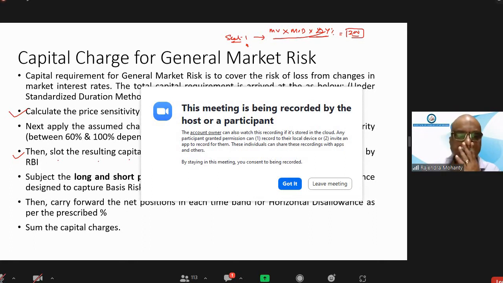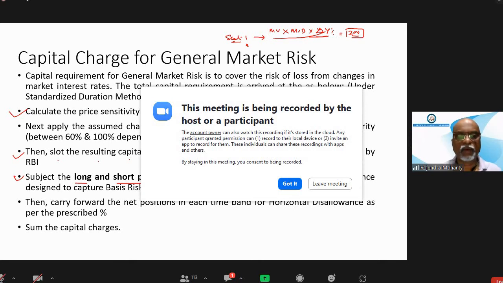Okay. Now, before I go to the next one, you have to just fit into which slot it is, which time band it is happening. That you have to find out. Next, long position and short position have to be found out.